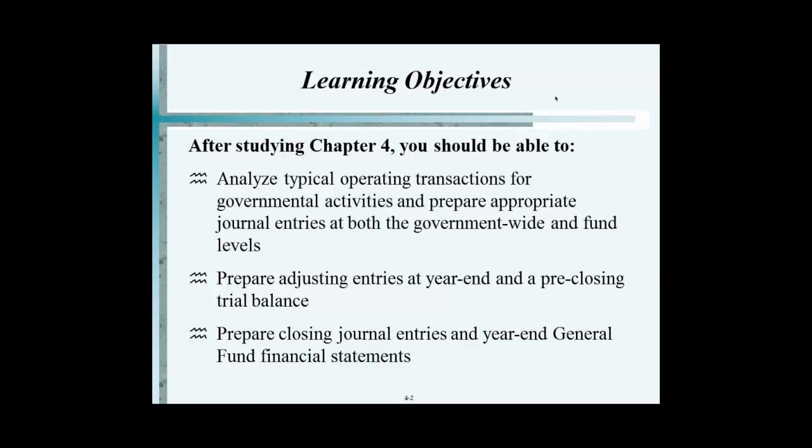Now, what's going to be happening is, and I think I spoke about this before, you have to record transactions both under modified accrual basis and under accrual basis. How do you do that with one general ledger? It's very hard. So what the book uses is something called dual track, where you record transactions two different ways, as if you had two different accounting systems.